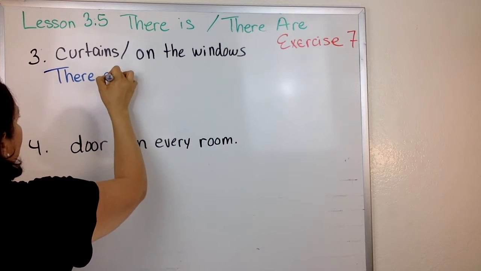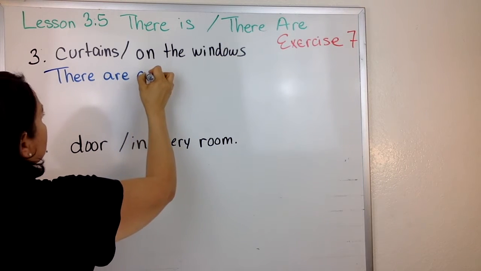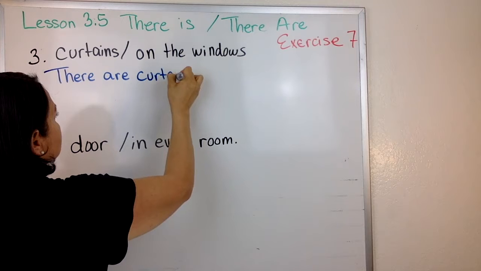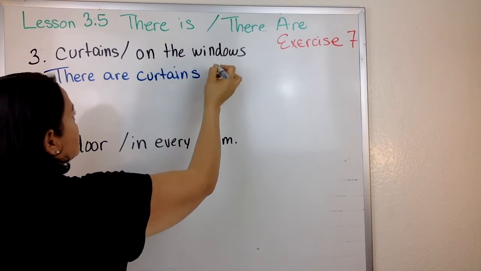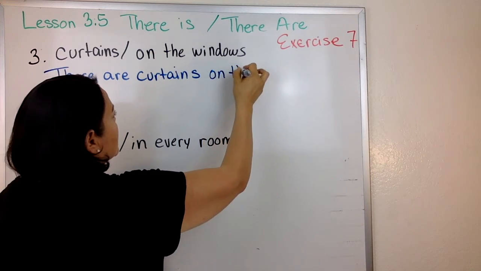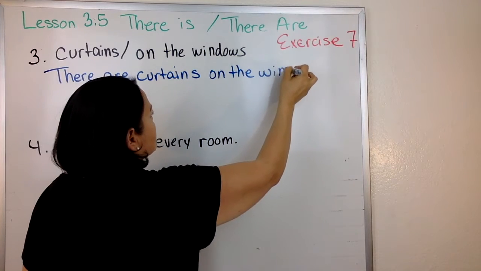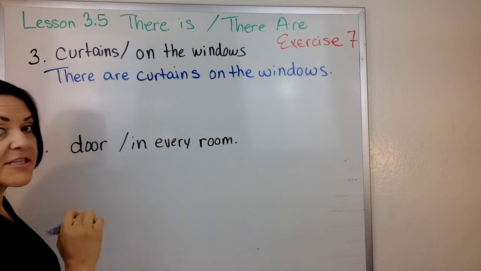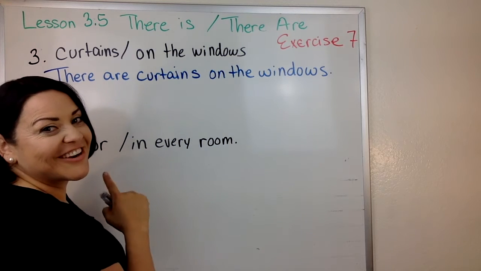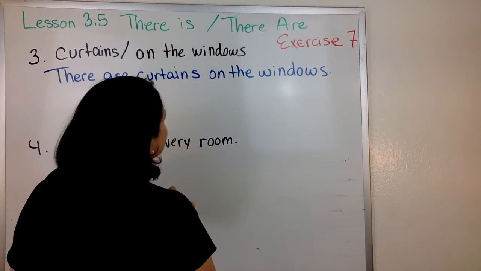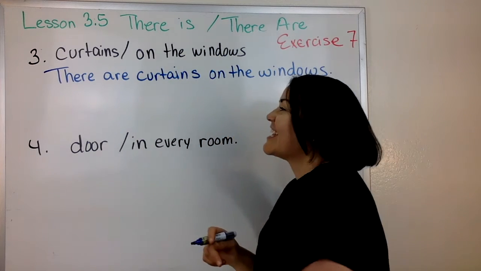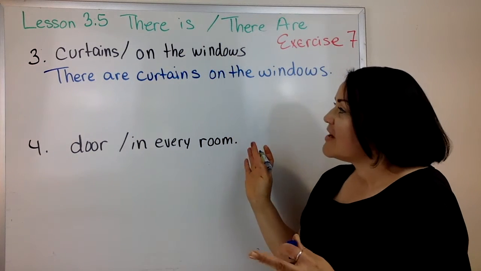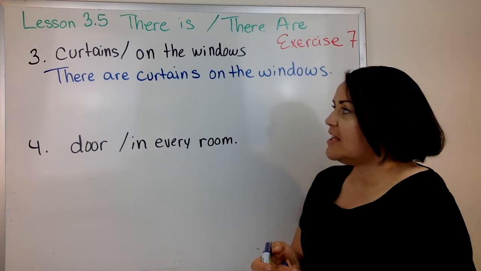So we're going to write there are curtains on the windows. Okay? There are curtains on the window. Sorry, I'm stepping out of frame, but there are curtains on the window. Okay? So how would I write this to be negative?